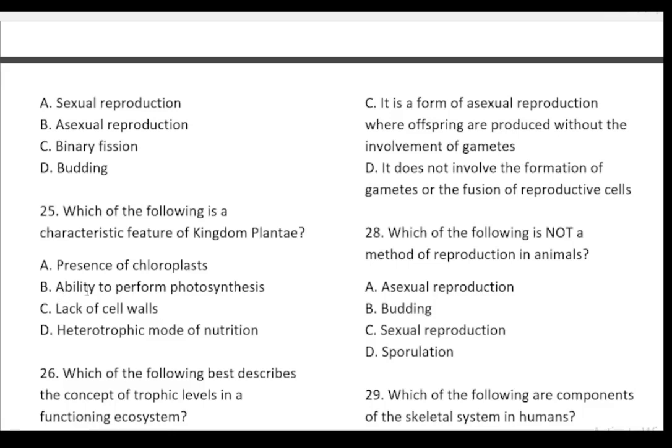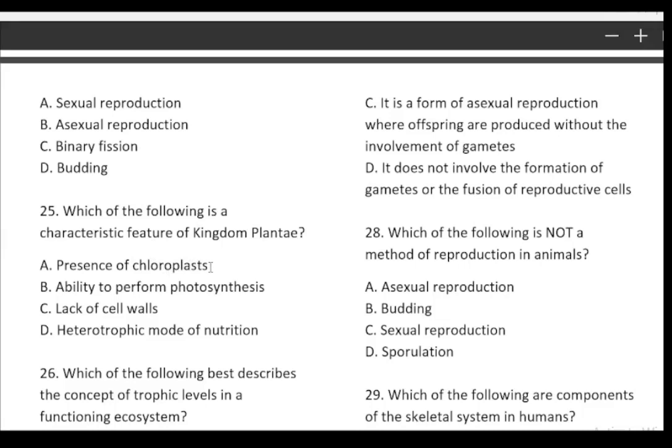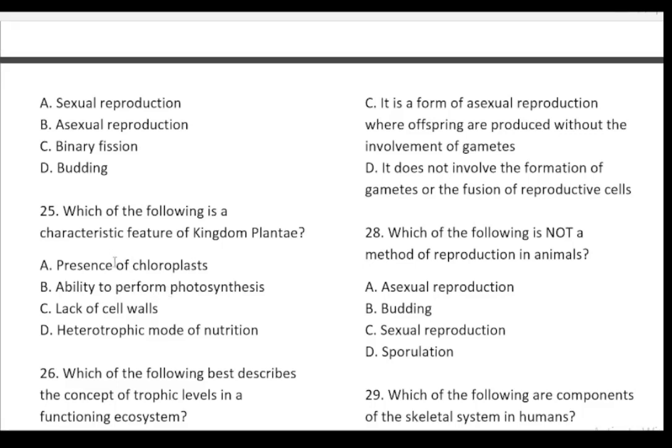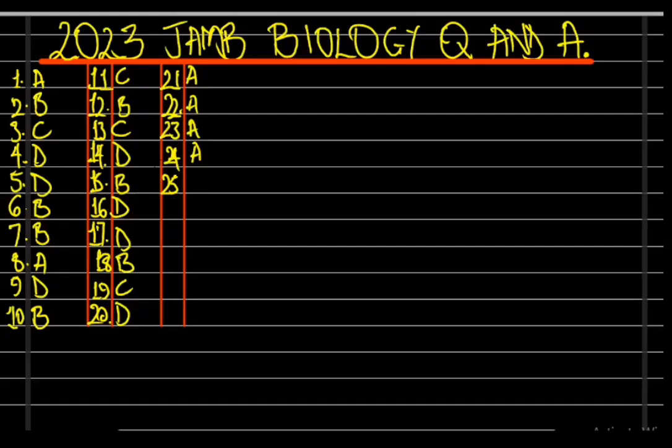And then option B, there says ability to perform photosynthesis. Now, this would have been picked as our answer, but there is a reason why the plants are able to perform photosynthesis, and that is as a result of the presence of chloroplast in the plant. So the answer we are looking for here is the presence of chloroplast. The major characteristic feature of plant kingdom is that they possess chloroplast. So with this chloroplast, now they are able to perform photosynthetic activity. So that is the answer to question 25, option A. And then we have question 26.